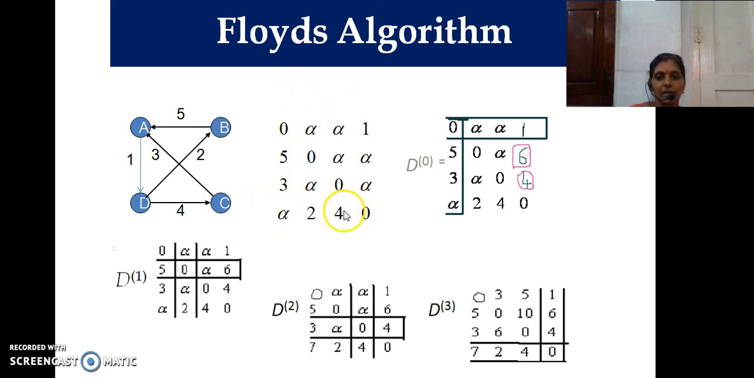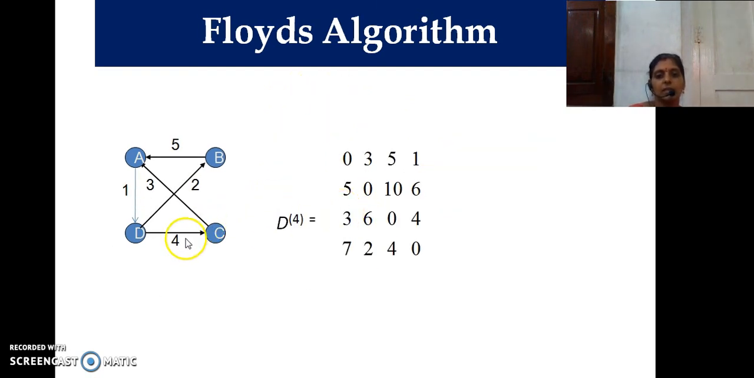So this is Floyd's algorithm, where we get the input as well as the output. We check from A to B, which is a direct edge. From A to C there is no direct edge, so we have to go indirectly. A to D is 6. Sorry, B to D we have to check.